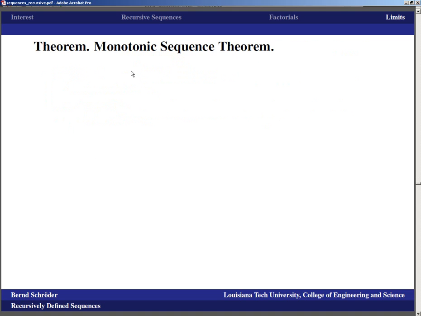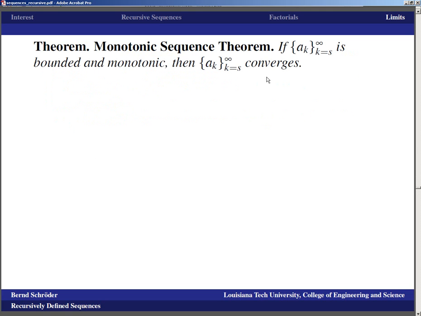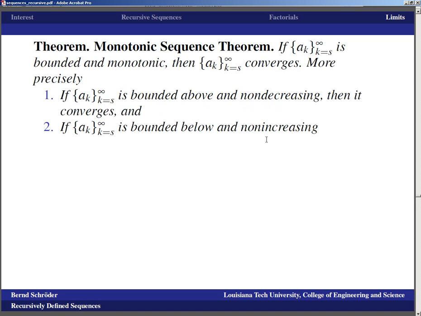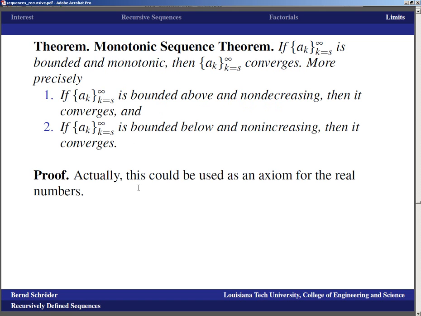And there is a very important theorem, and that is the monotonic sequence theorem, which says that if you've got a sequence that is bounded, which we defined in the previous presentation, and monotonic, then the sequence converges. Or more precisely, if you have something that is bounded above and non-decreasing, then it converges, and if it's bounded below and non-increasing, then it converges. The monotonic sequence theorem can be used as an axiom for the real number system, which means that we're not going to prove it here because we did not axiomatically define the real number system.